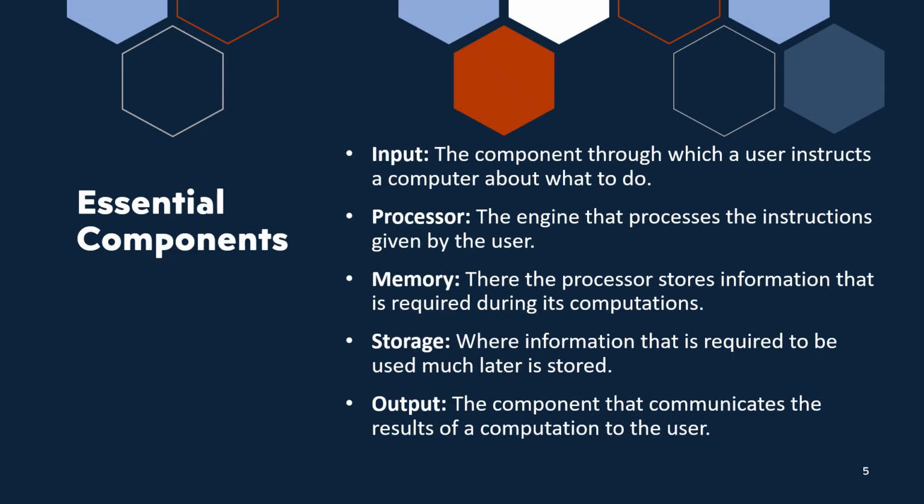Here we have five essential components. Input, the component through which a user instructs a computer about what to do. Processor, the engine that processes the instructions given by the user. Memory, where the processor stores information that is required during its computation. Storage, where information that is required to be used much later is stored. These are mass storage devices, hard disks, and others. Output, the component that communicates the result of computation to the user.